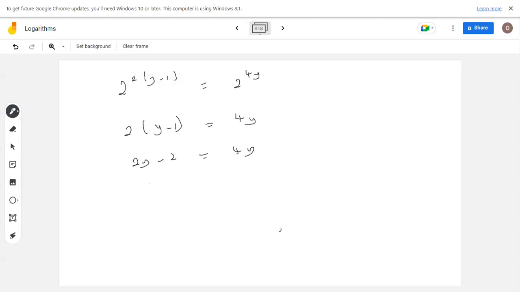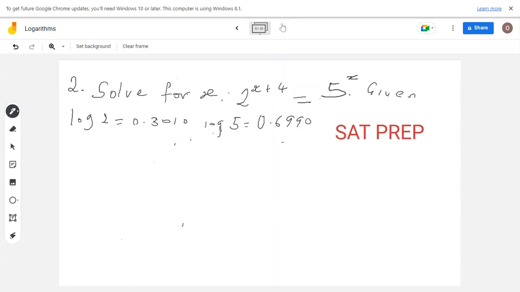Then we can see that minus 2 is equal to 4y minus 2y, which gives minus 2 equals 2y, and y will be equal to minus 2 over 2, which is equal to minus 1. So our value of y here is minus 1. Now we look at the next question.